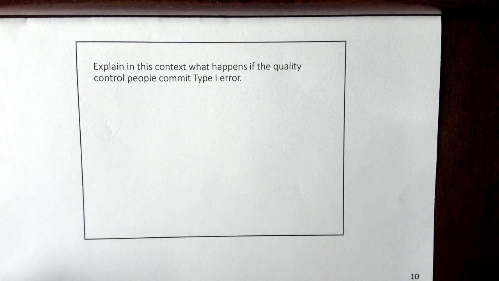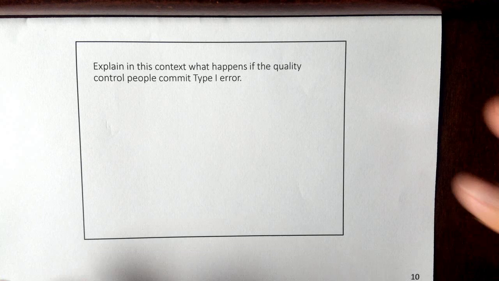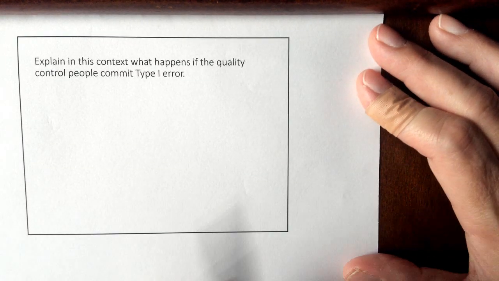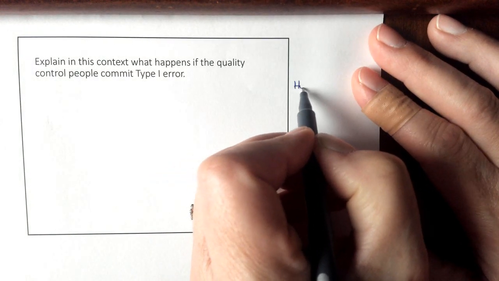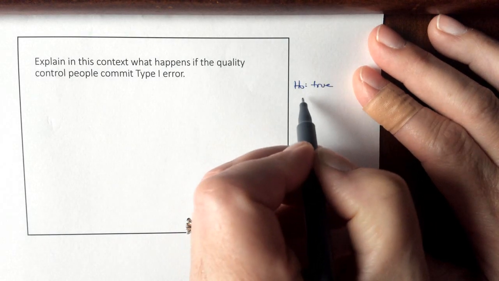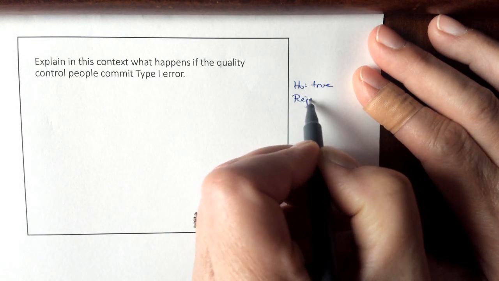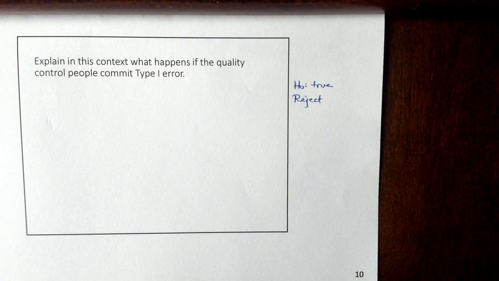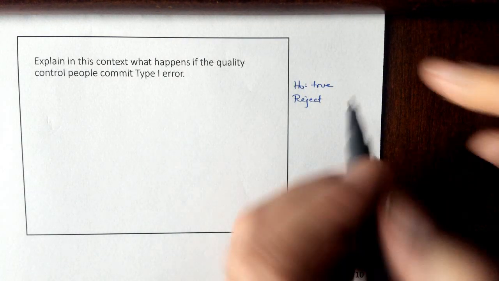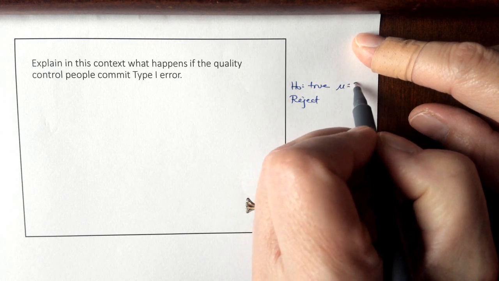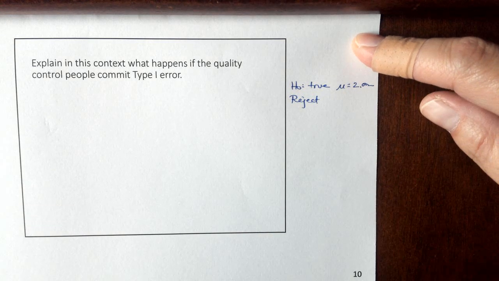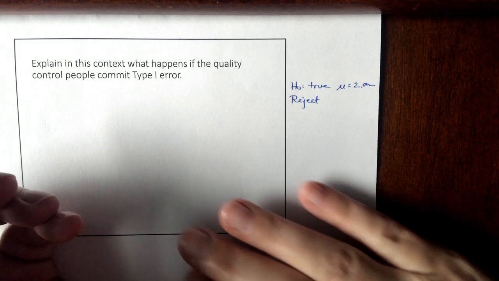Let's move on. Explain in this context what happens if the quality control people commit a type 1 error. Okay, so this is where I kind of go off to the side and think about it first. In a type 1 error, the null is true and we reject it. So if the null is true, that means the catheters really are at a mean diameter of 2 millimeters.